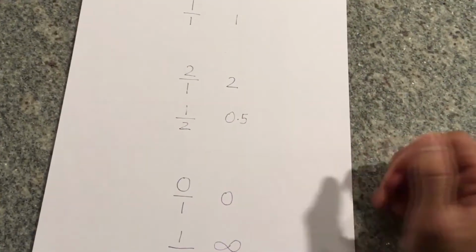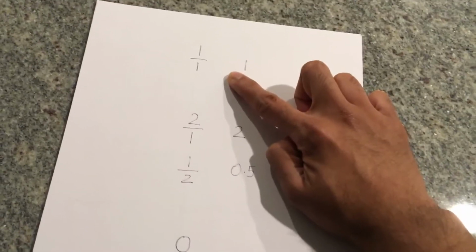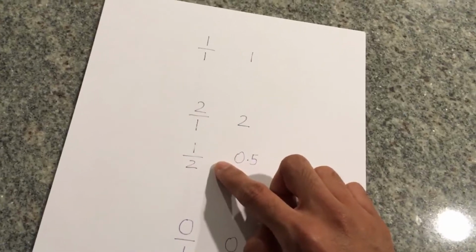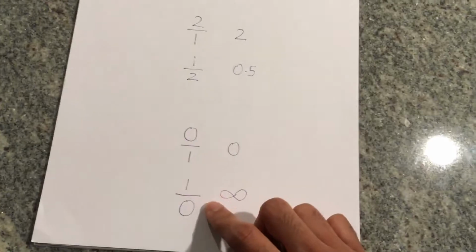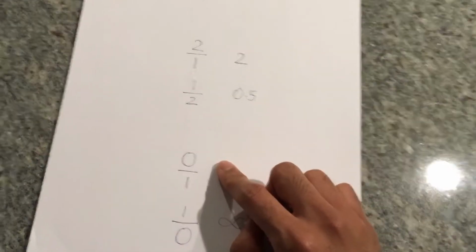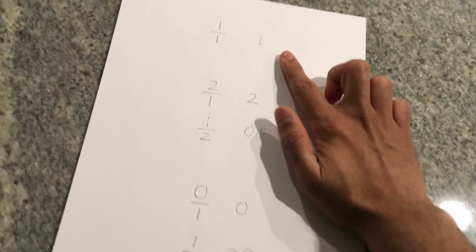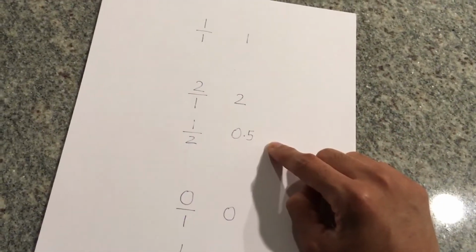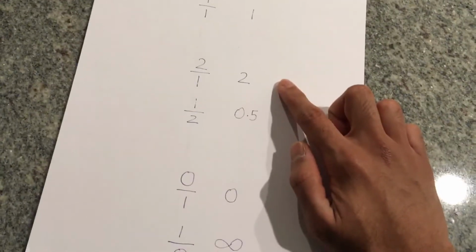So reciprocal is nothing but 1 divided by a number, and the reciprocal of 1 is obviously 1. The reciprocal of 2 is half, and similarly the reciprocal of half is 2. Similarly, the reciprocal of 0 is 1 divided by 0, which is infinity, and the reciprocal of this is 0. Also, note that the reciprocal of any number which is greater than 1 is always less than 1. And similarly, the reciprocal of any number which is less than 1 is always greater than 1.